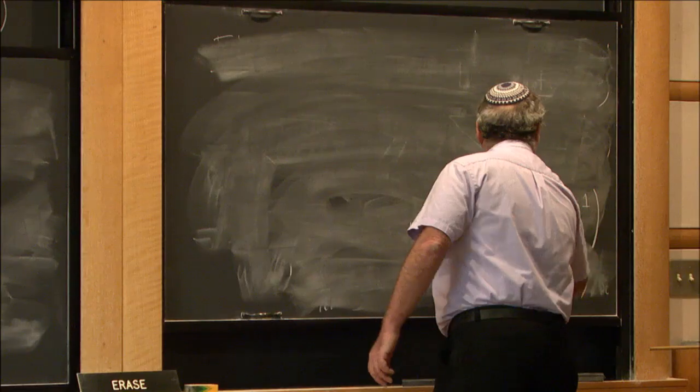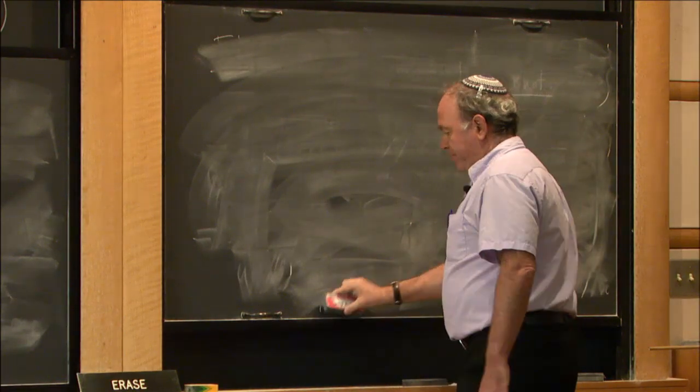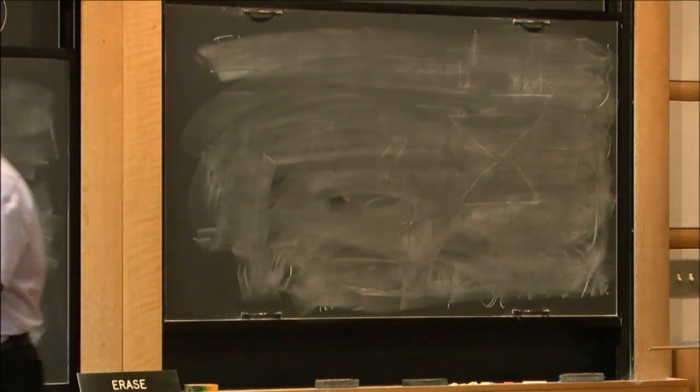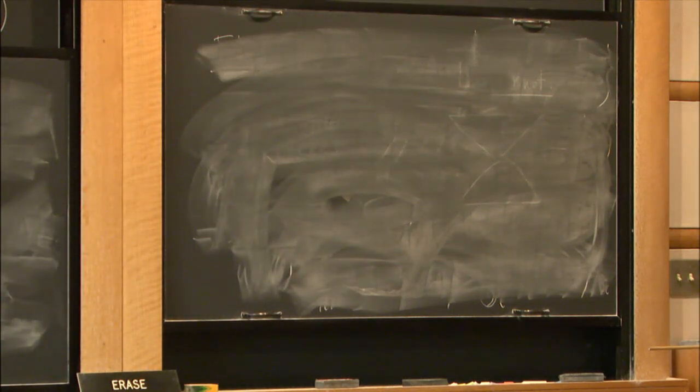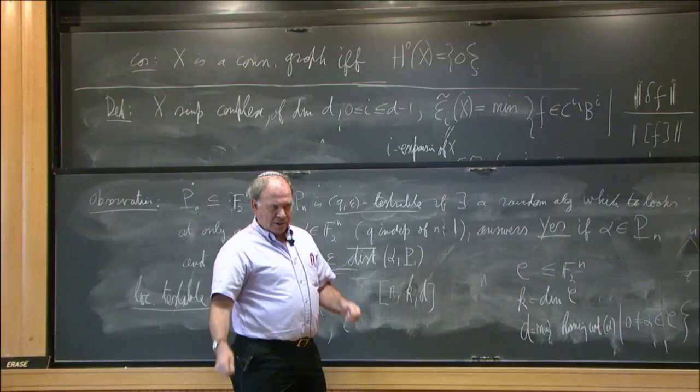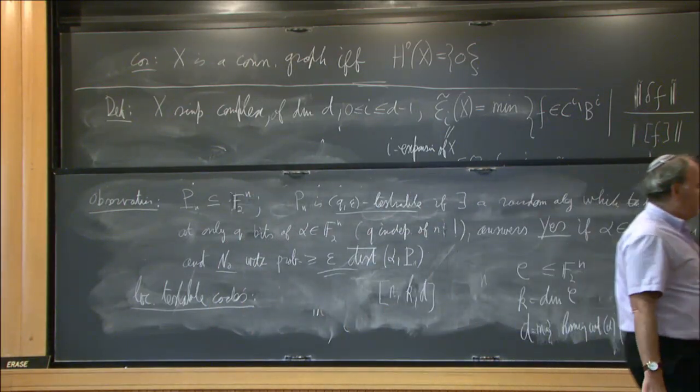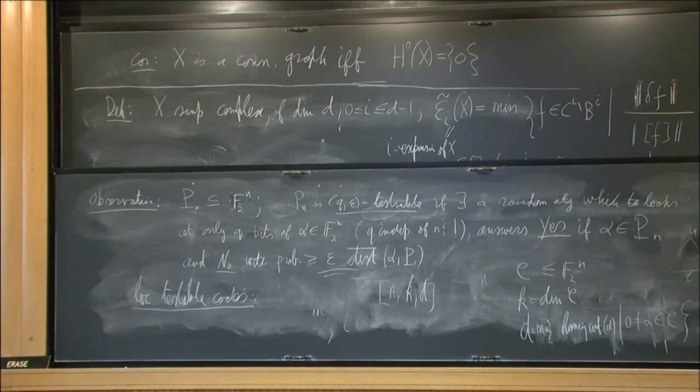Now, a code will be locally testable if there exists some epsilon and Q and a random algorithm that will enable us to look at only a fixed number of bits, Q bits, and decide if alpha is in the code, and we'll reject it with probability at least epsilon times the distance from this alpha to the code.